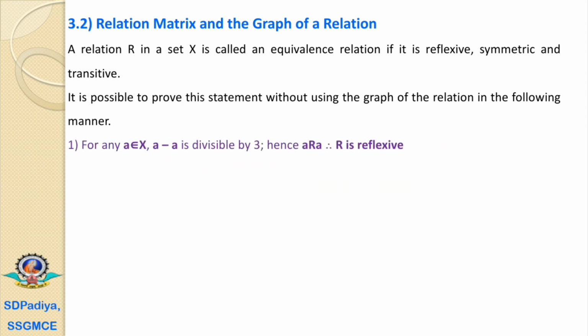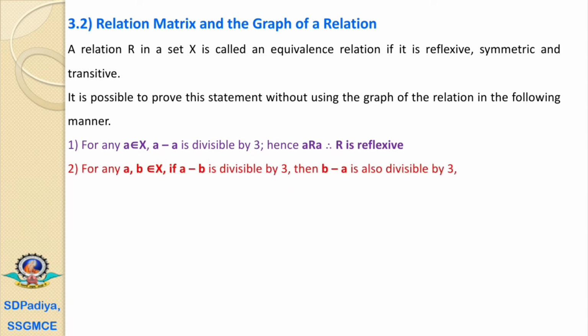See, for any element A belonging to the set X, A minus A is divisible by 3, hence A is in relation R to A, therefore R is reflexive. Because 1 minus 1, 0, is divisible by 3, 2 minus 2, 0, is divisible by 3. Same for 3 minus 3, 4 minus 4, 5 minus 5, 6 minus 6 and 7 minus 7. That's why every element A has a relation with itself. That's why it is reflexive.